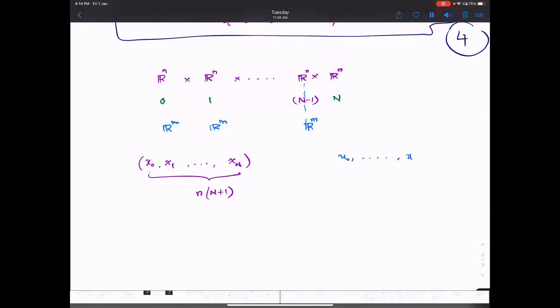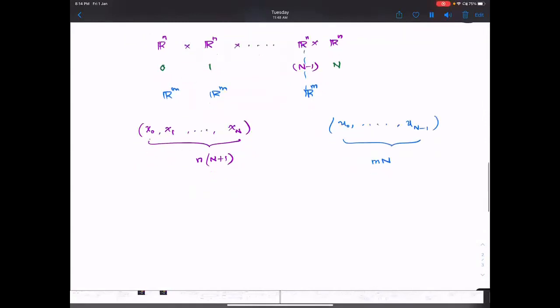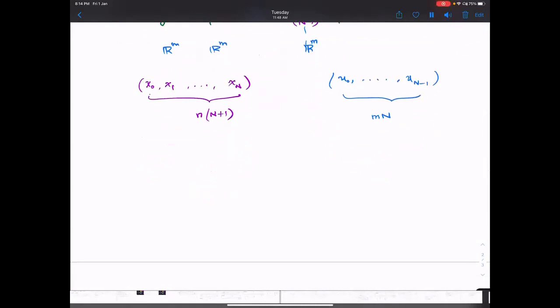Then I do the same for the control, u naught through u n minus 1. So then I have an m into n. So now I'm going to enlarge my state space. I'm going to call it A equals n plus 1 plus mn. So this is the dimension of my new state space. So I'm going to look at everything in RA.